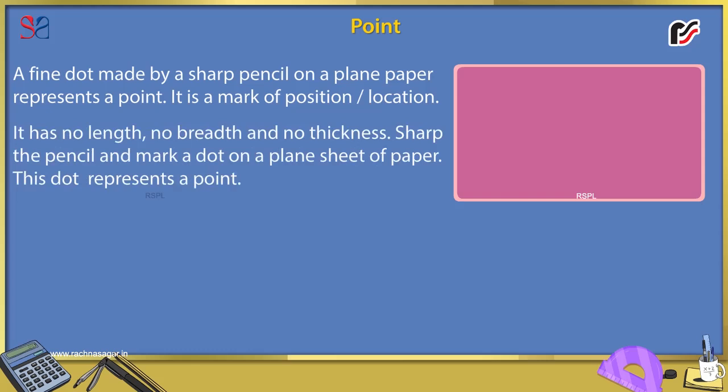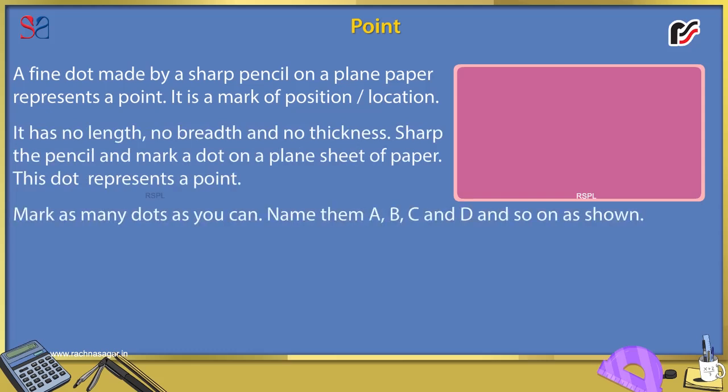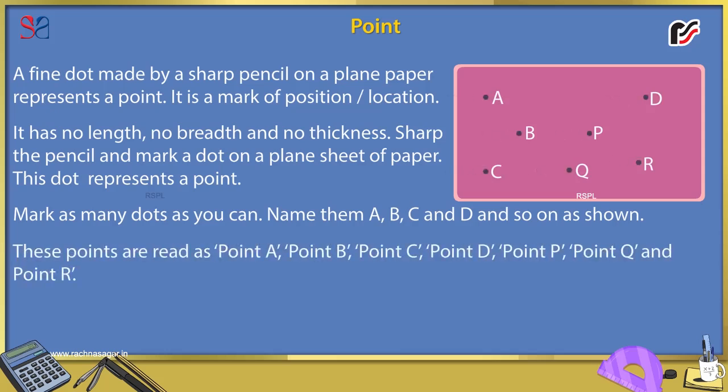Sharpen the pencil and mark a dot on a plain sheet of paper. This dot represents a point. Mark as many dots as you can. Name them A, B, C, and D, and so on as shown. These points are read as point A, point B, point C, point D, point P, point Q, and point R.